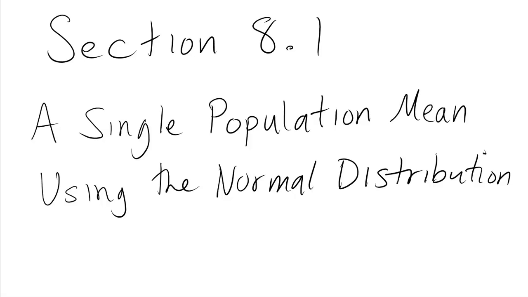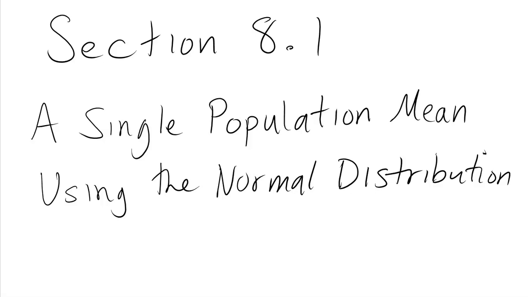This is the video lecture over section 8.1, which the book calls a single population mean using the normal distribution. From our perspective, though, it would be better to say that this is the section about finding a confidence interval for a population mean when the population standard deviation is given. This is the first of the three scenarios that we mentioned in the previous video.